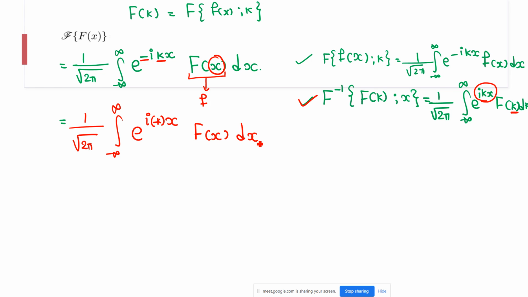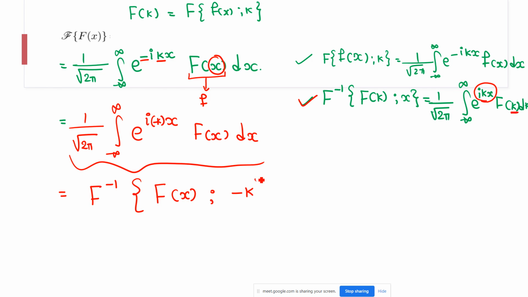So observe this carefully. Can I write this formula as actually nothing but Fourier inverse of capital F of x converted to the variable minus k? Can I write it like this? Using the Fourier inverse formula. Yes, Mandar, please observe this and let me know if it is clear.